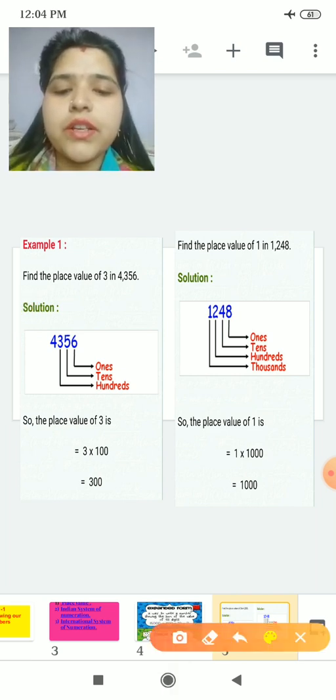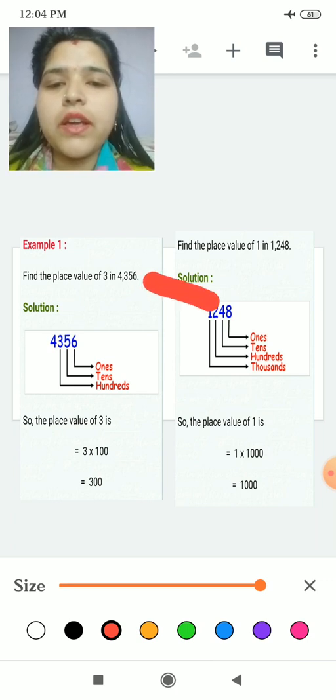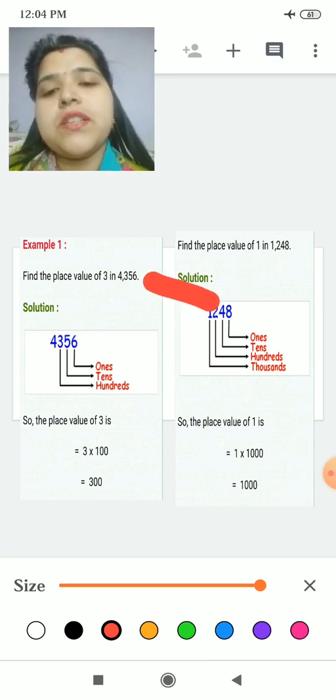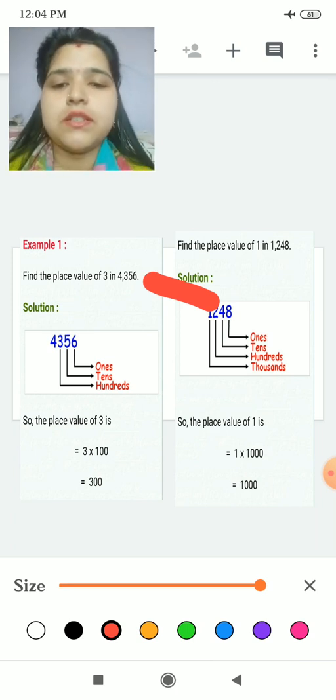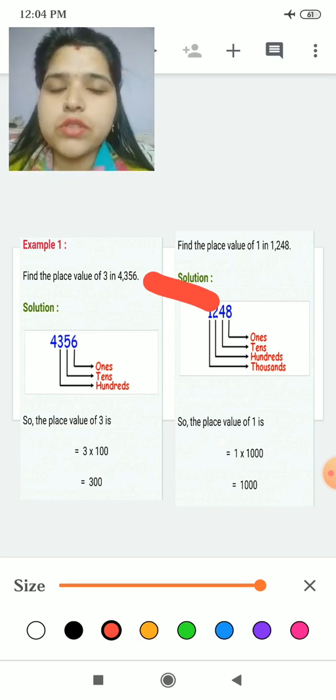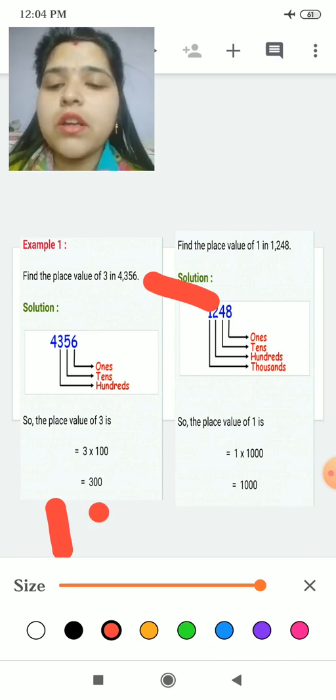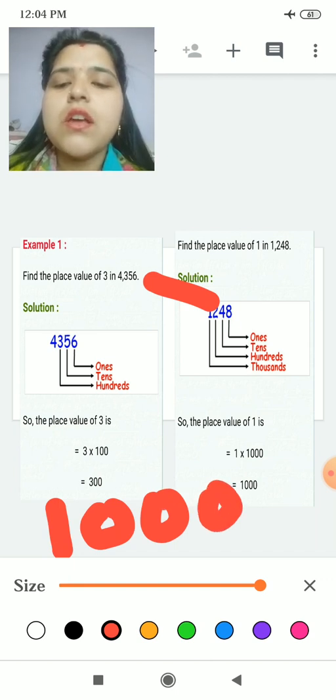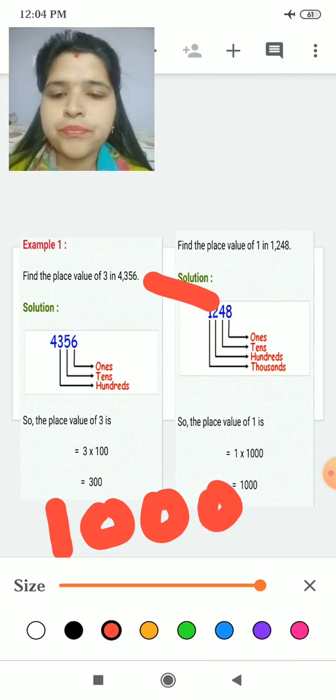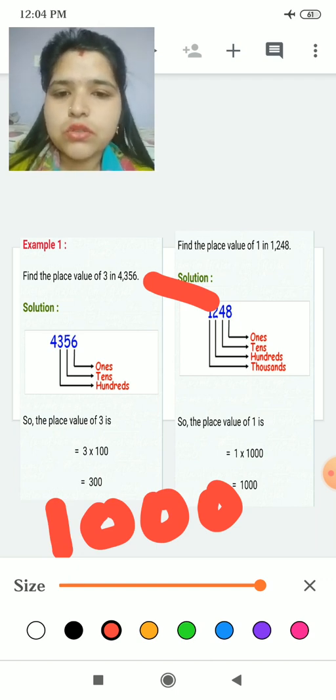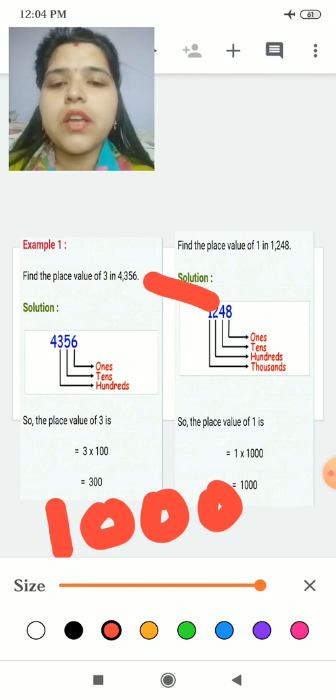Understood class? Now we go for our next topic, that is types of number system. See, there are two types of number system. First is the Hindu-Arabic system of numeration. We are very familiar with this. In our small classes we are doing ones, tens, 100 and 1000. This is the Hindu-Arabic system of numeration. And today we will learn something new, that is the international number system also.